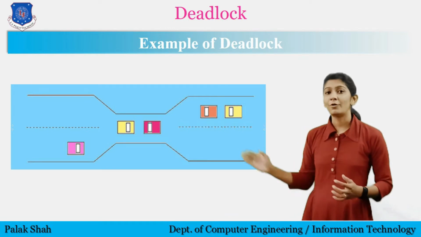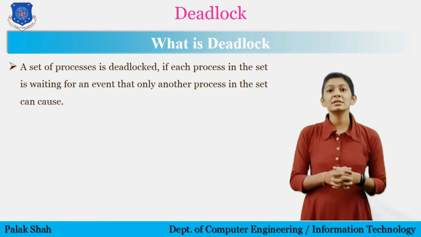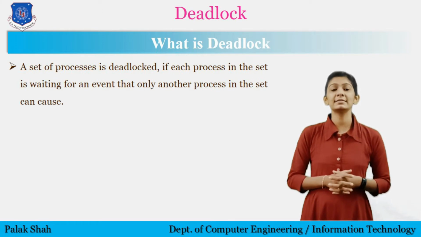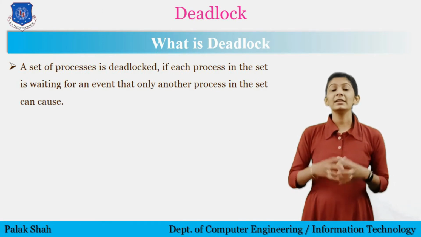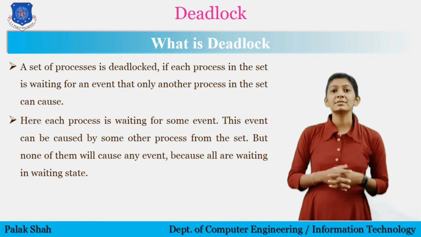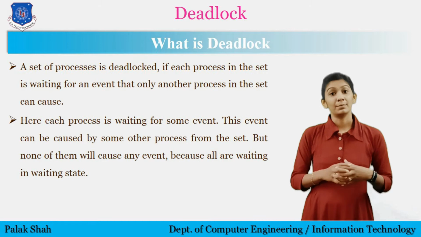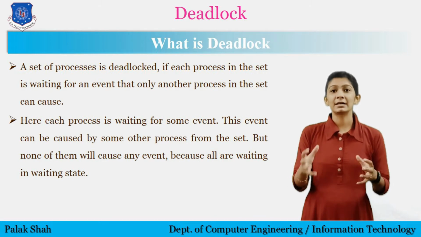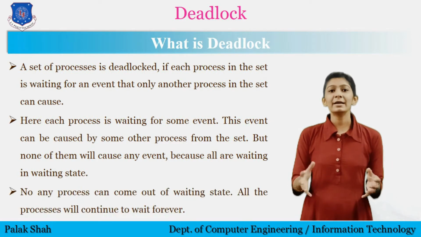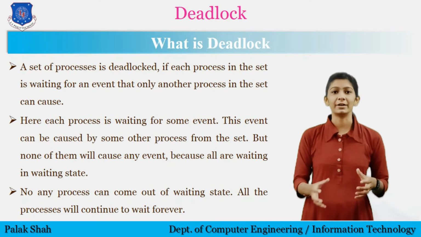Now we will see what deadlock is. A set of processes is deadlocked if each process in the set is waiting for an event that only one other process in that set can cause. We understood this in that example. Here, each process is waiting for some event. This event can be caused by some other process from the set, but none of them will cause any event because all are in a waiting state. No process can come out of the waiting state. All the processes will continue waiting.